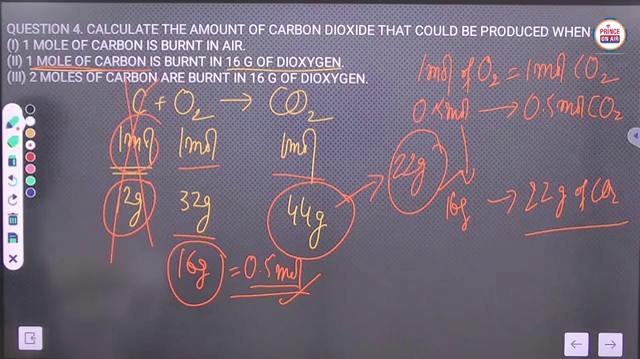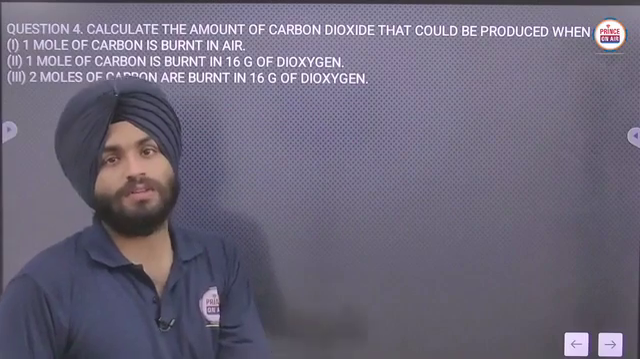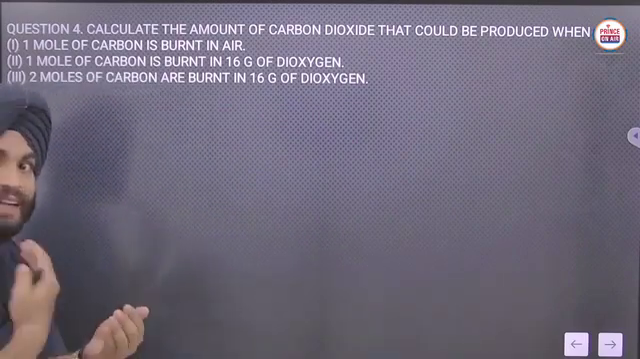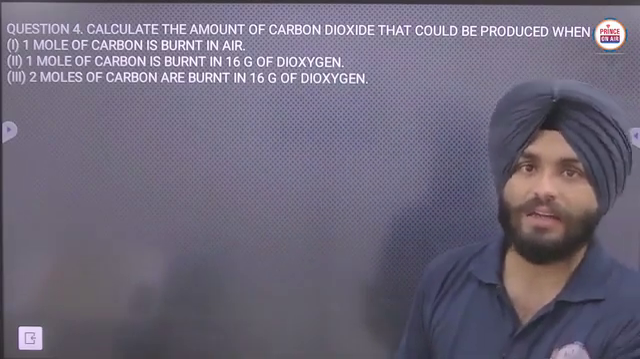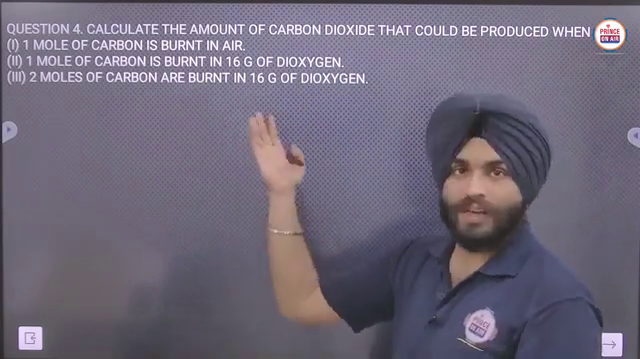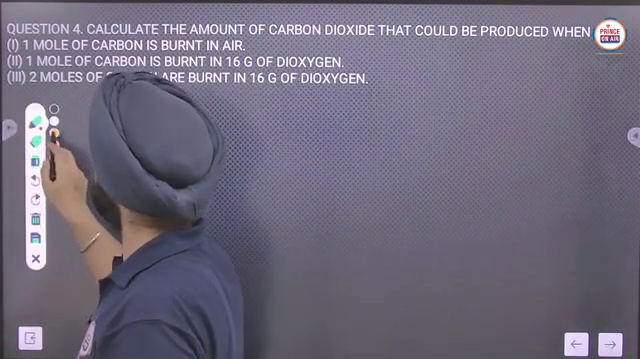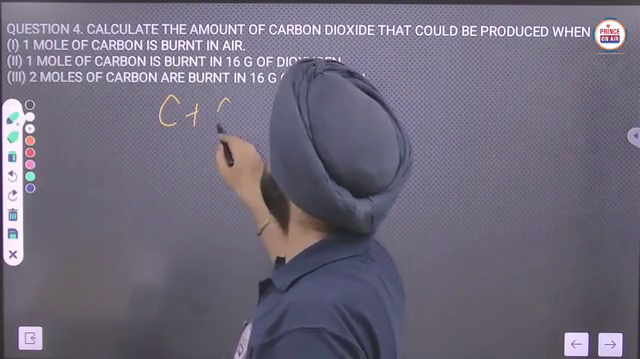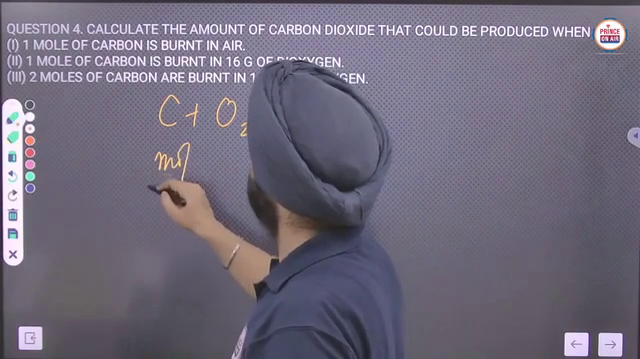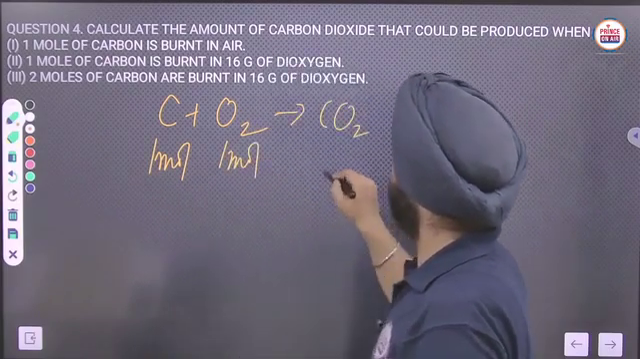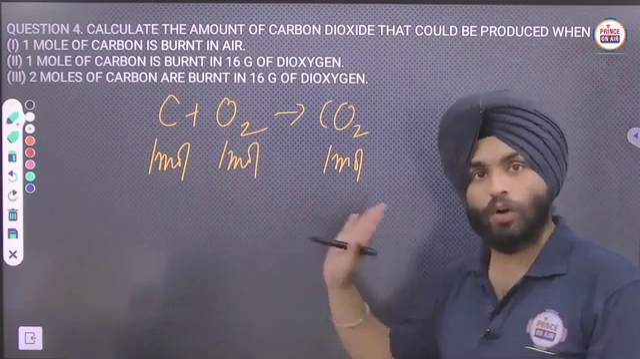Clear? The next question is: 2 moles of carbon are burnt in 16 gram of dioxygen. Same. If we are increasing the amount of carbon once again, then the carbon dioxide should be the same. So it is a similar question. Carbon reacts with oxygen to form carbon dioxide. 1 mole of carbon reacts with 1 mole of oxygen, and it will form 1 mole of carbon dioxide.